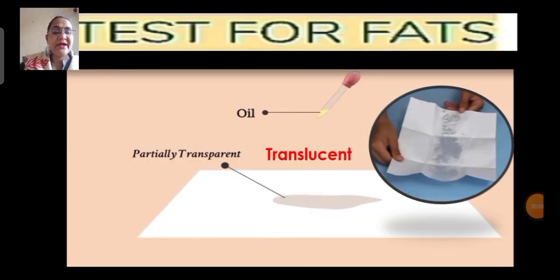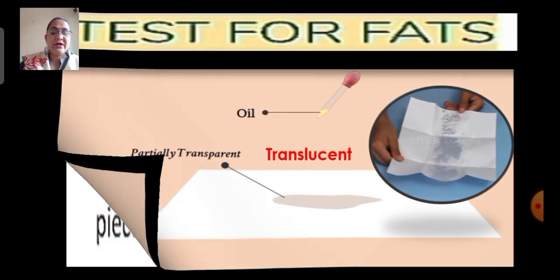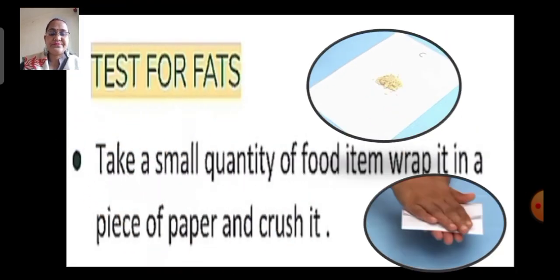Now we will understand the test for fats. If we put a drop of oil on a piece of paper, then it becomes partially transparent. For a partially transparent object, we use the word translucent. That means the object allows only some light to pass through it. We will use this fact to test whether the food contains fats or not.